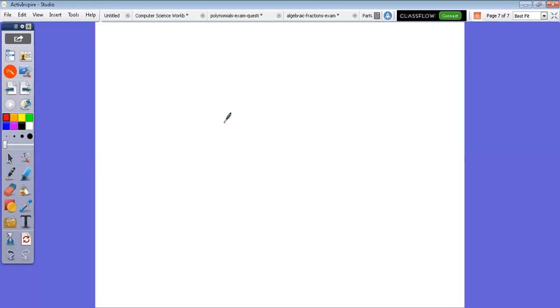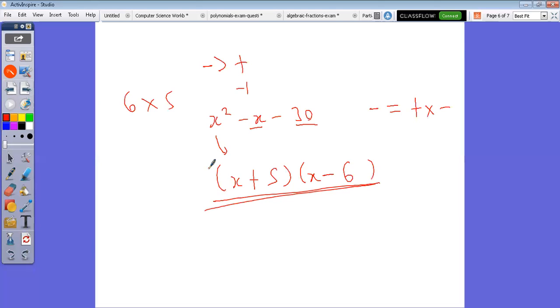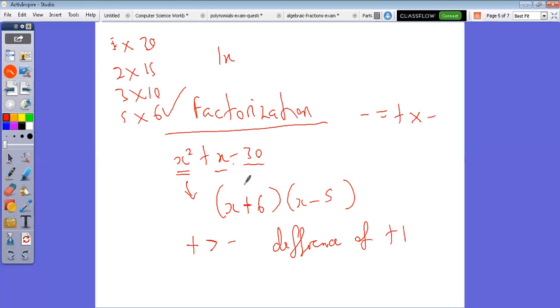Yes. Why, on the first equation you wrote... I think it was plus 6, and then the other one was minus 5. Yes. But this one is plus 5 and the other one is minus 6.